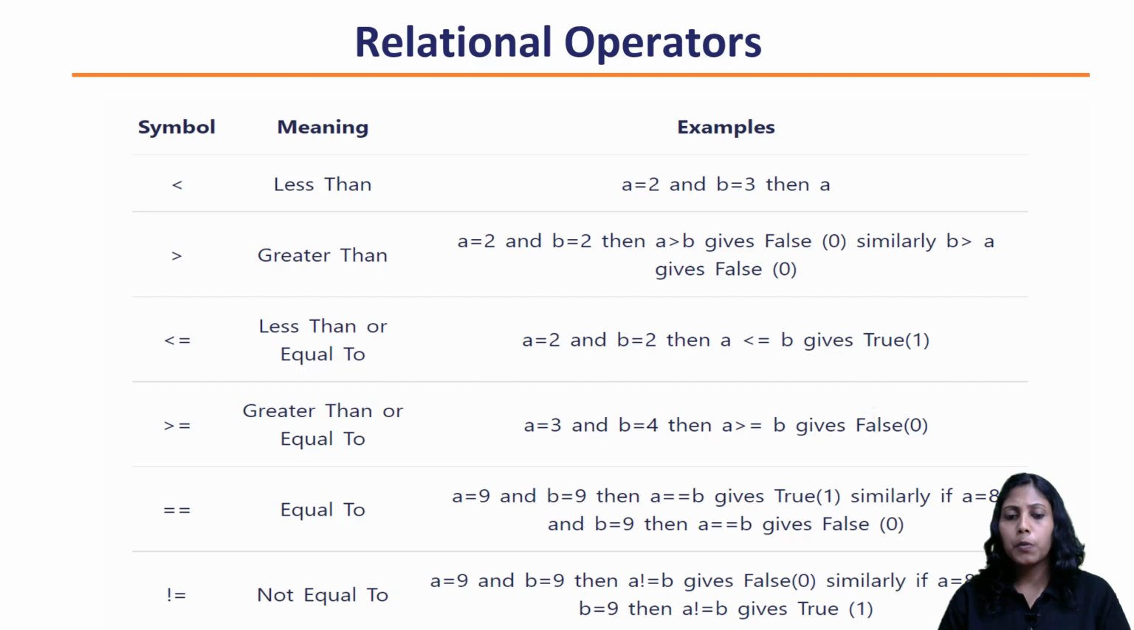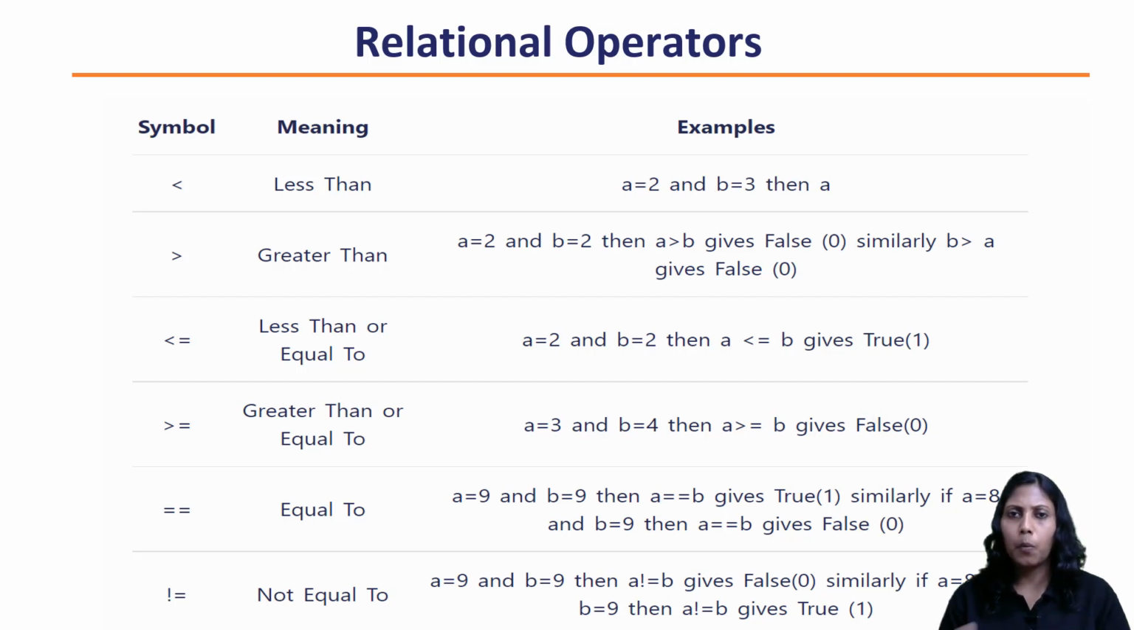Now not equal to, of course, for a and b. Here a is 9, b is 9. Then a != b means 9 not equal to 9, which is of course false. Just put in real values and think about it. The statement is false, so the result will be 0. If a is 8 and b is 9, then a != b becomes true, because they are not equal. So these are the frequently used relational operators in programming.